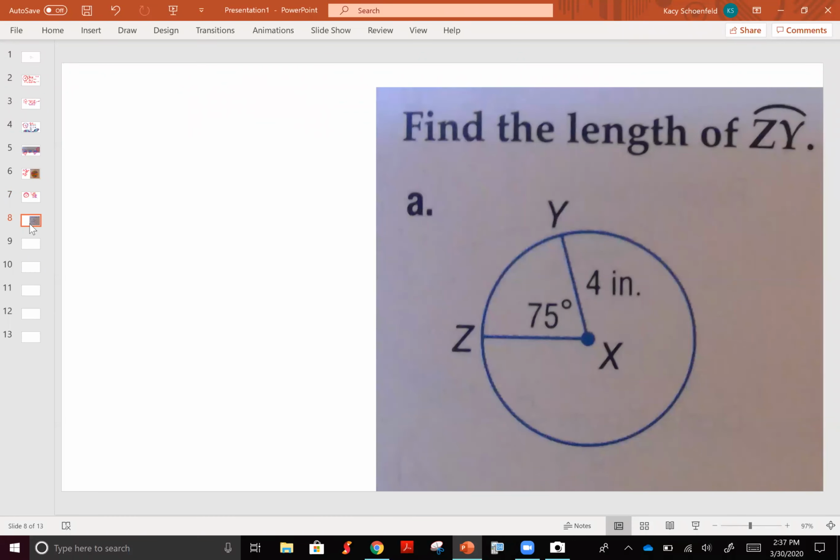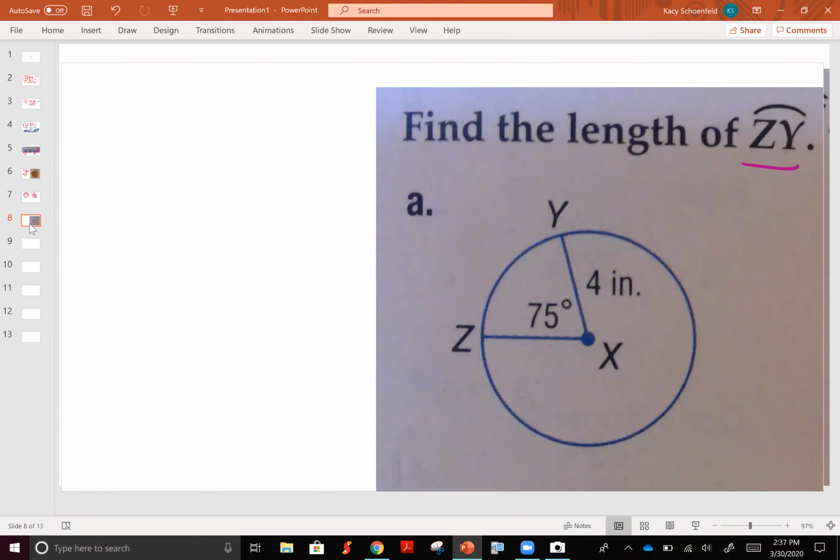When we do this, we'll be given a problem like this. It'll say find the length of ZY. It'll say something along the lines of round to the nearest tenth. And then you'll just be asked to go through this. So we'll have L for length is equal to 2 pi r. This is my radius, which is 4 inches. So 2 pi times 4 times my angle, 75 degrees over 360 degrees.